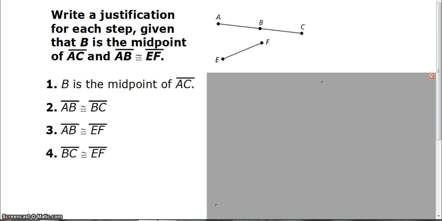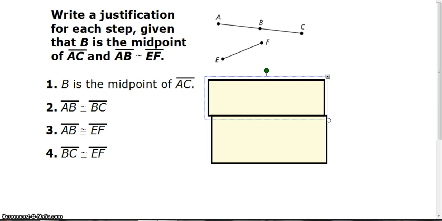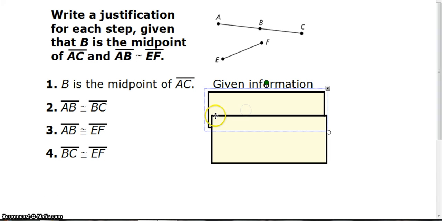Let's try a second one. We have the given steps, and let's try writing the proof for this second geometric example. Just pause the video and take down the information, and see if you can complete the justification yourself, and then come back. Hopefully you have all of the information down now, and let's see. B is the midpoint of AC. So once again, we start with the given information, don't we?